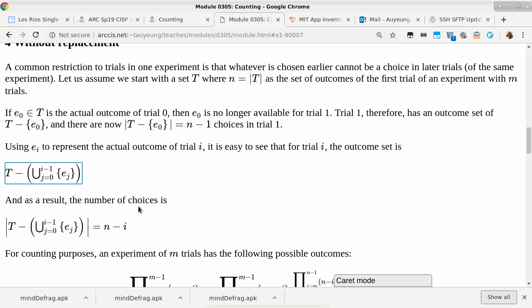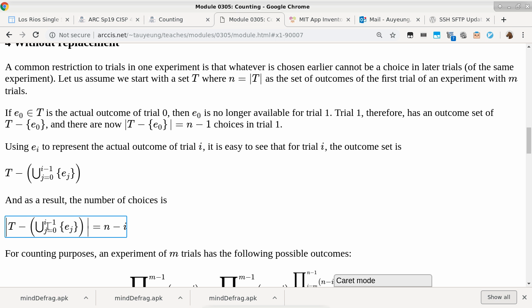Is that okay? Do we have any questions about the symbols, the meaning of the expression, or what it is representing? Okay, we don't have any questions. All right. So the cardinality is easy to figure out. If I know the cardinality of T is n, then I know the cardinality of this mess is n minus I. The reason we know that is that each of these E originally comes from T.